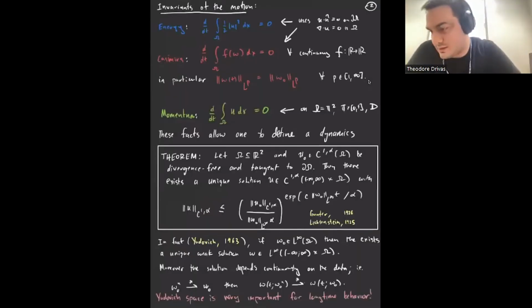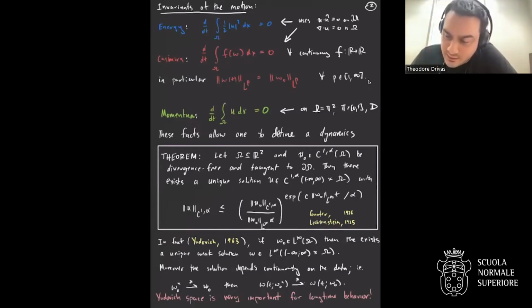So the starting point for studying these equations is to think about the invariance of the motion. And I would say that there are 2 known robust invariants. So the energy is one of them, and Casimirs are the other. So energy is just the L2 norm of the velocity field, and Casimirs are any continuous function of the vorticity when integrated over the whole domain.